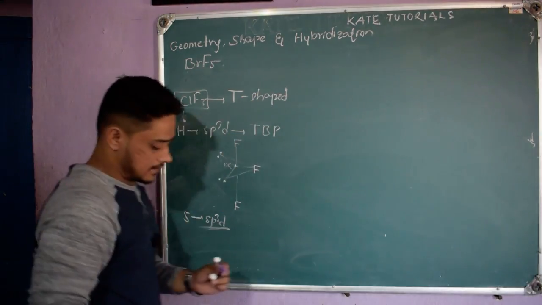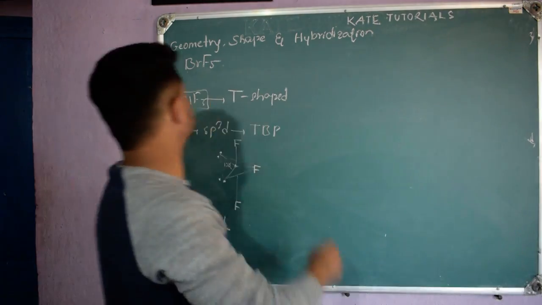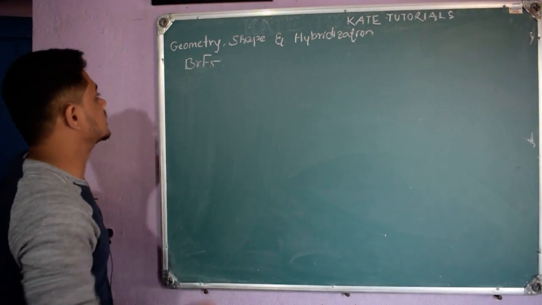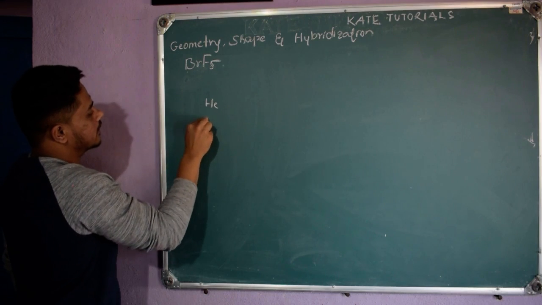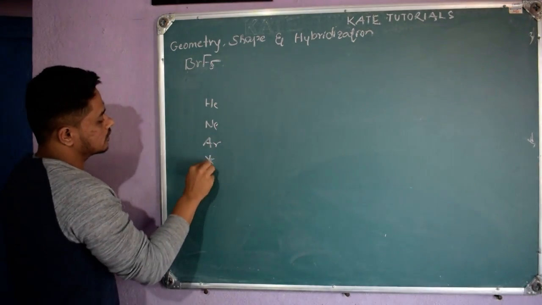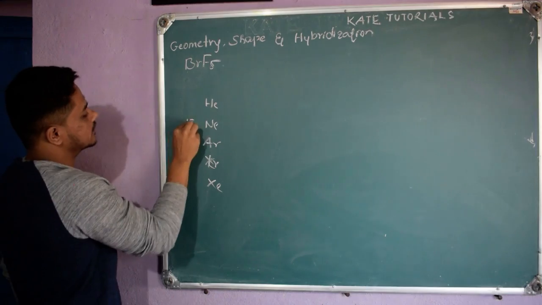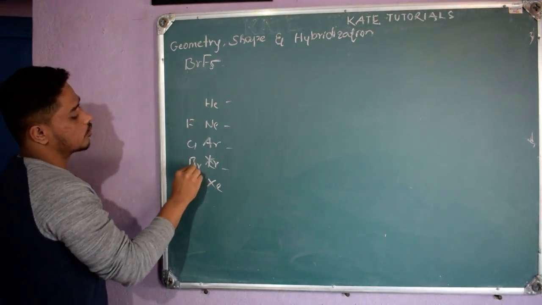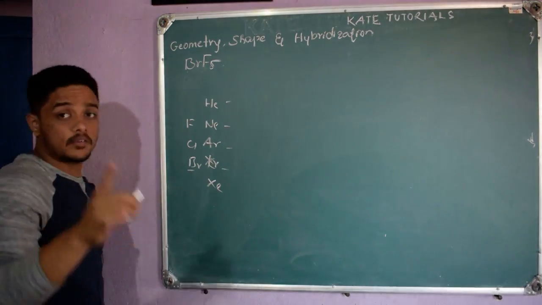So this is the thing which I wanted to explain with this, right? Now let us see the structure and everything of BrF5. So what is this BrF5? Bromine: we know helium, neon, argon, krypton and xenon, and here fluorine is there, chlorine is there, bromine. So first period, second period, third period, fourth period. Bromine is in the fourth period, and all this we have seen in the first class, the first video.